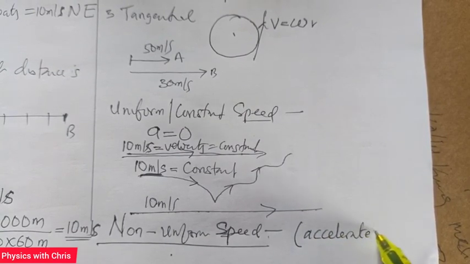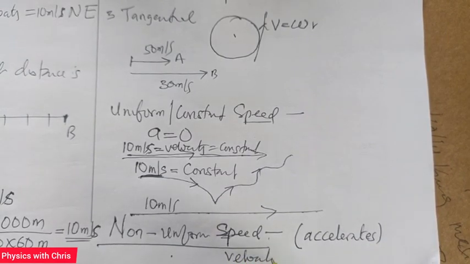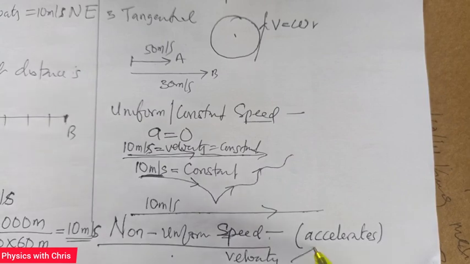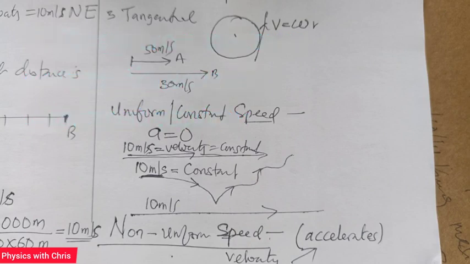So when the speed of a body is not uniform, or the velocity of a body is not uniform, meaning that it's not constant, it means the body is accelerating, or let's say decelerating, which is negative acceleration. In the next video we shall look at acceleration. Lastly, I'm going to post on this same video the difference between speed and velocity and their similarities.